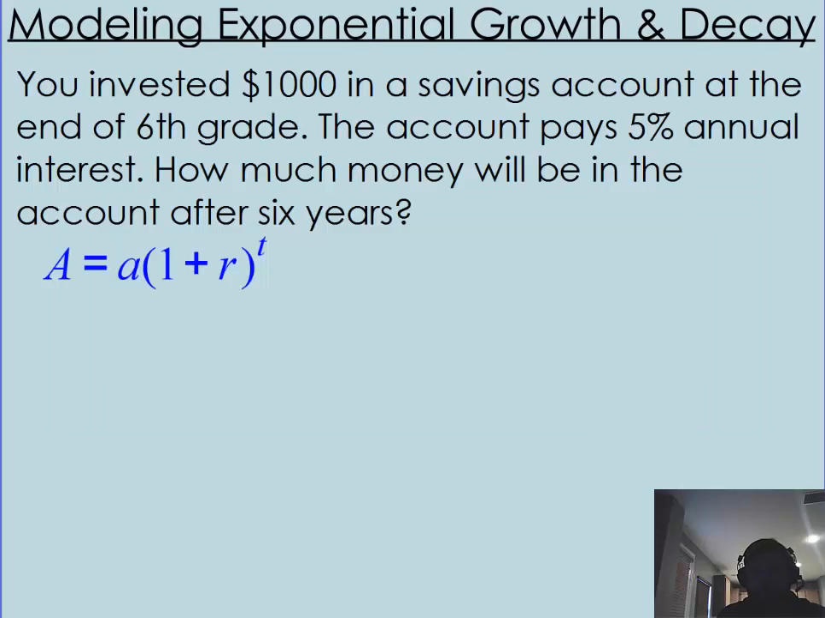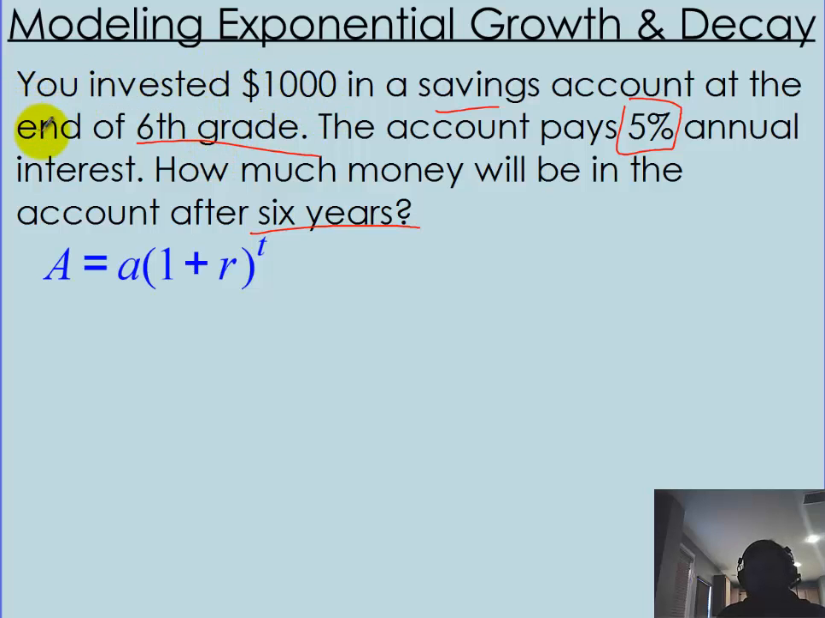So here's an example of that with money. Let's say you invest $1,000 in a savings account at the end of 6th grade. The account pays 5% annual interest. How much money will there be in the account after 6 years? So we have our equation here. We just have to figure out what the values are from the word problem.